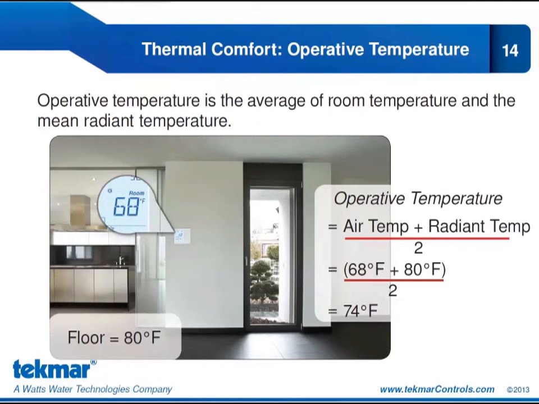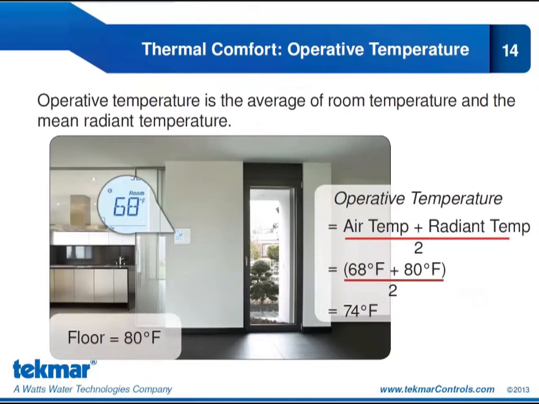So as I said, operative temperature is the average of the room temperature and the mean radiant temperature. Now, mean radiant temperature is the combined effect of all the surfaces that would radiate heat to the occupant. So it would be the walls, doors, windows; all these have an effect on the mean radiant temperature. For the sake of this example, we're just going to be looking at the floor. So our floor in this case has been heated to 80 degrees Fahrenheit, and my room air temperature is 68 degrees Fahrenheit.